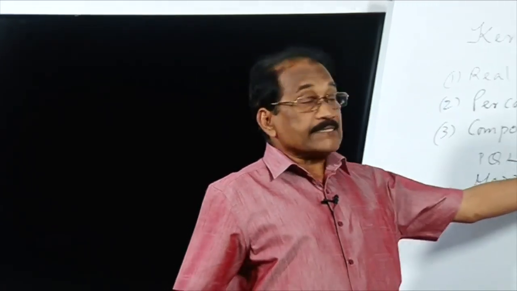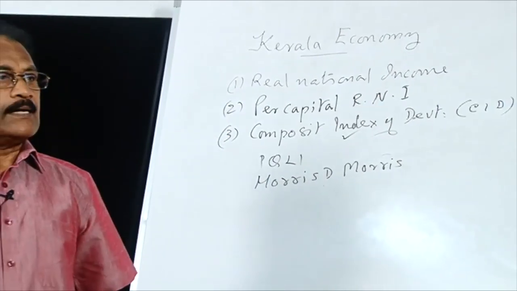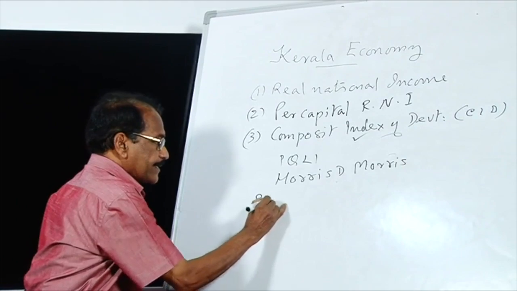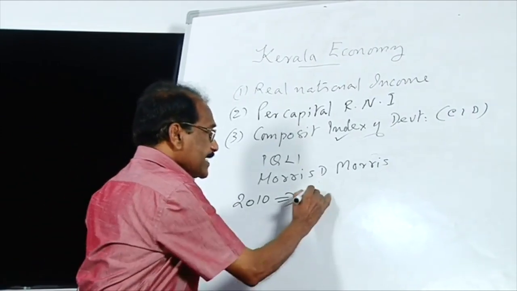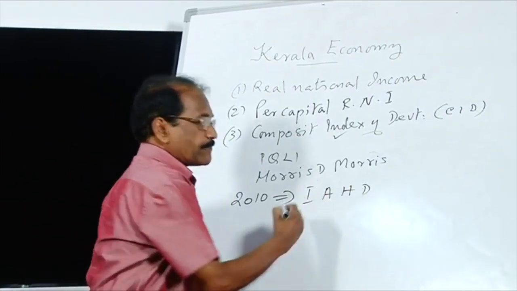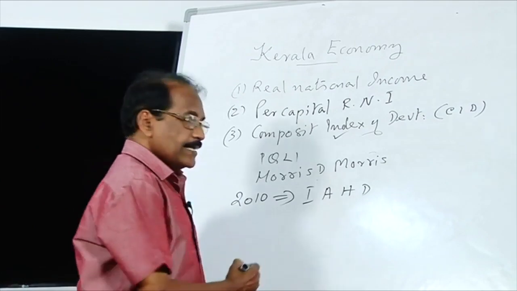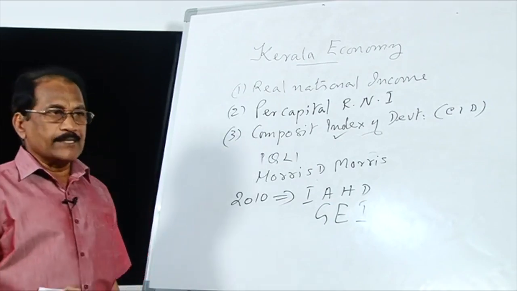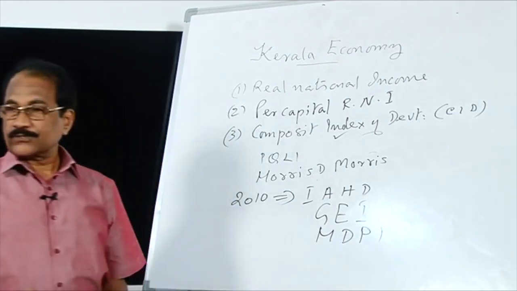And there are many other indicators subsequently developed by this UNDP. For example, in the year 2010 HDR publication, they calculated the inequality adjusted human development index, another one the gender equality index, then the multi-dimensional poverty index.